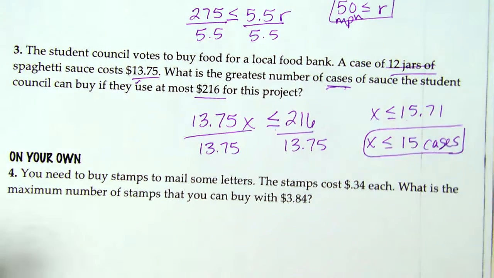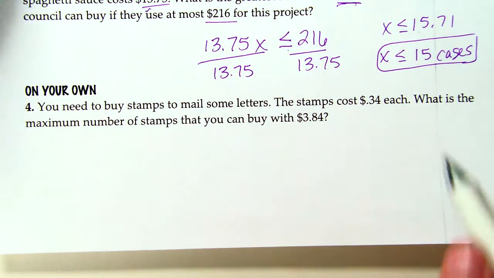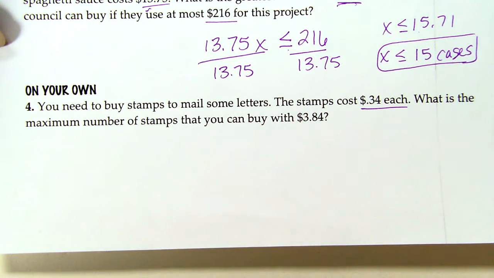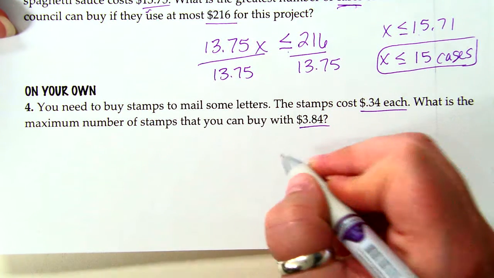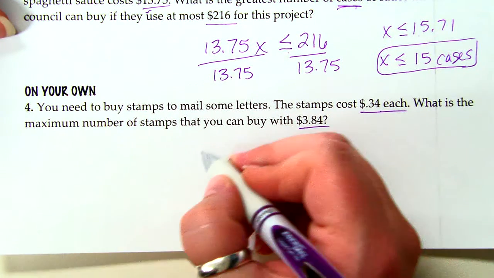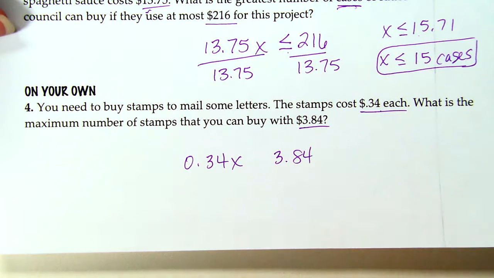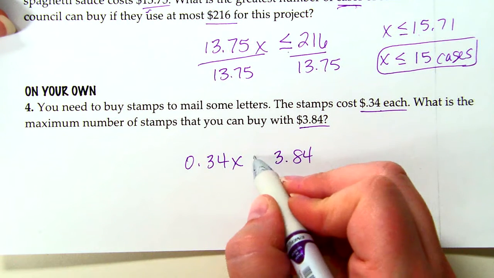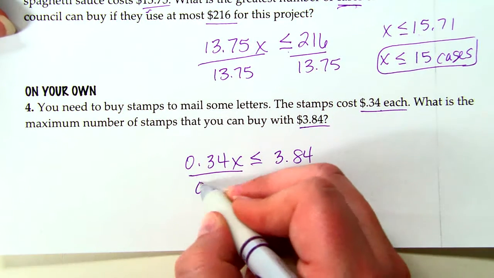Okay, try this one on your own really quick, and then we'll go over it. So you need to buy stamps to mail some letters. Stamps are 34 cents each. What's the maximum number of stamps you can buy with $3.84? So the total here is $3.84. The stamps are 34 cents each, so that has the x on it. And if you have $3.84, you can't spend more than what you have. So the number of stamps you buy needs to cost less than $3.84 or exactly $3.84. So then to solve that, divide by 34 cents.